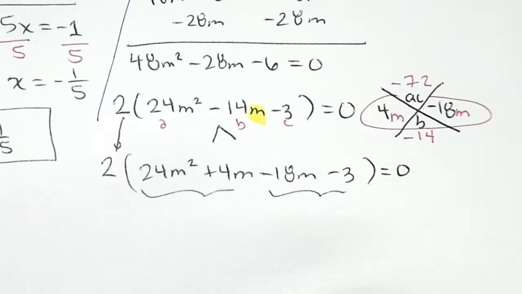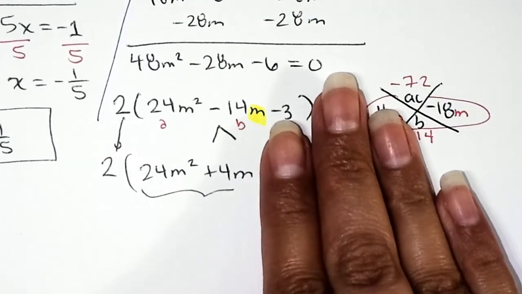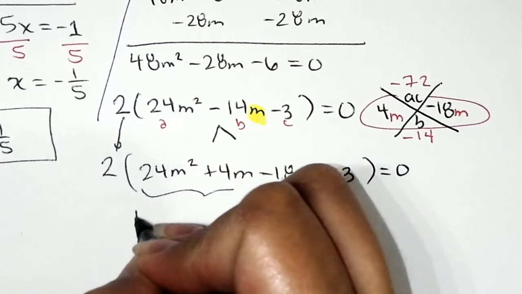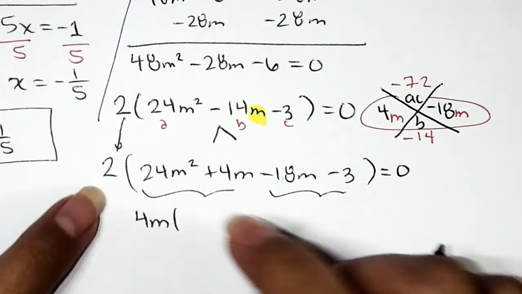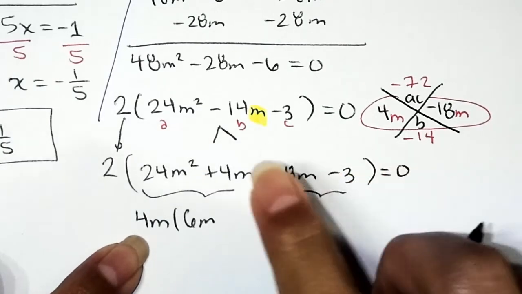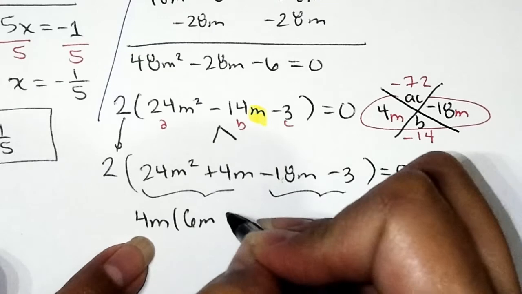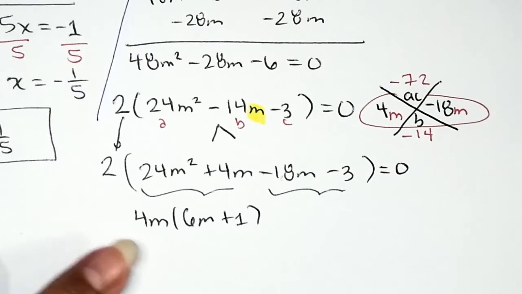From the first group, the greatest common factor, if my eyes don't fail me, I believe it's 4 with an m, or 4m, how normal people speak. When we factor it from the first group, first term over common factor will give you 6m. Second term over common factor will leave you with 1. Okay, so one group down, one more to go.